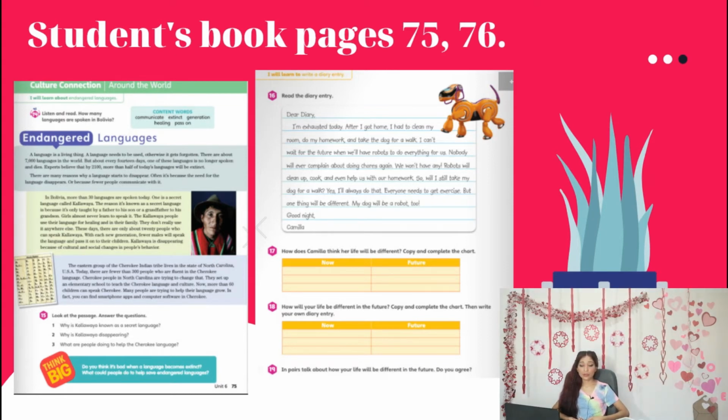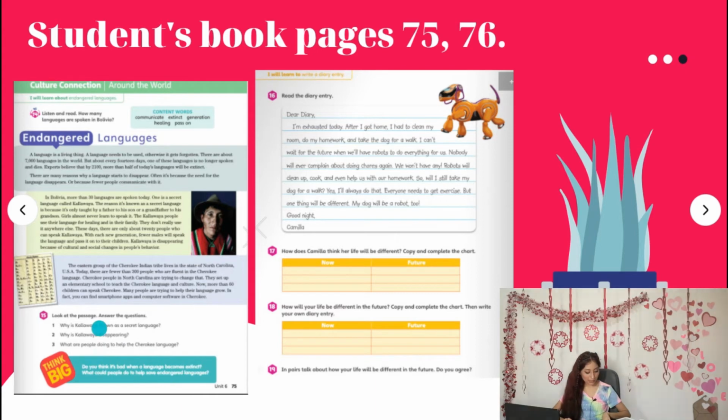Wow, that sounds really nice. So, activity 15 says, look at the passage, it's the text. Answer the questions. Number 1, where is Kalawaya known as a secret language? Number 2, why is Kalawaya disappearing? Number 3, what are people doing to help the Cherokee language? Okay, and the think big activity: do you think it's bad when a language becomes extinct?